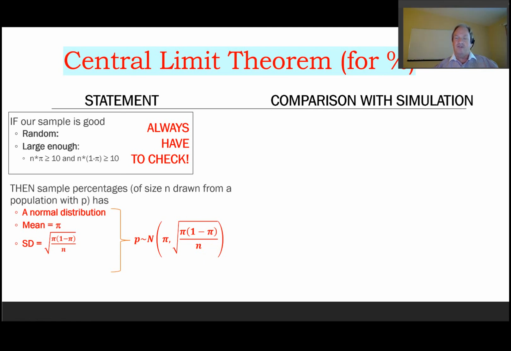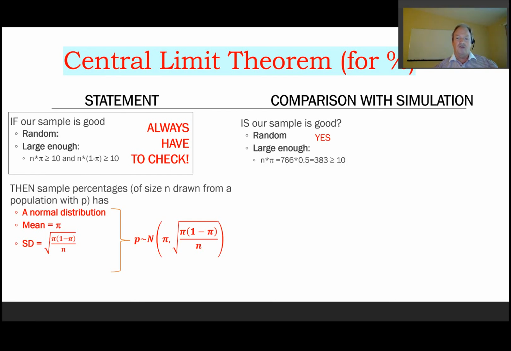Okay, what about the simulation we did with this applet? Well, first of all, was our sample random? Yes, because the computer chose it. And computers are much better than human beings when it comes to choosing random samples.